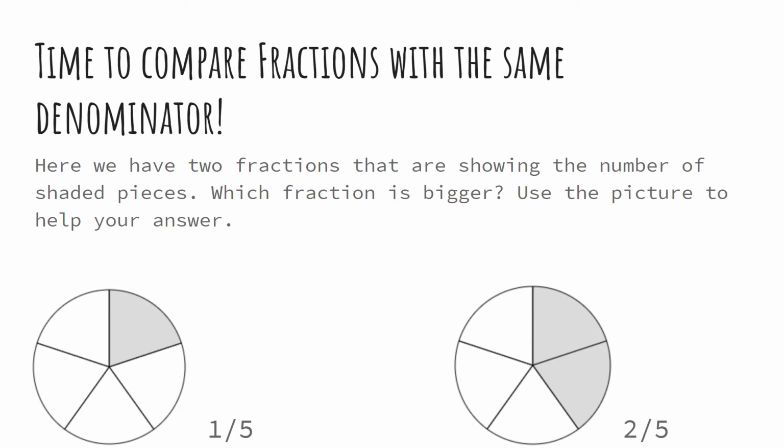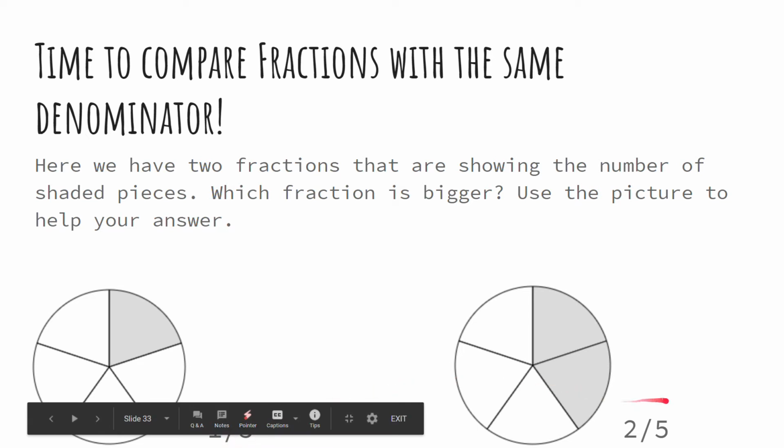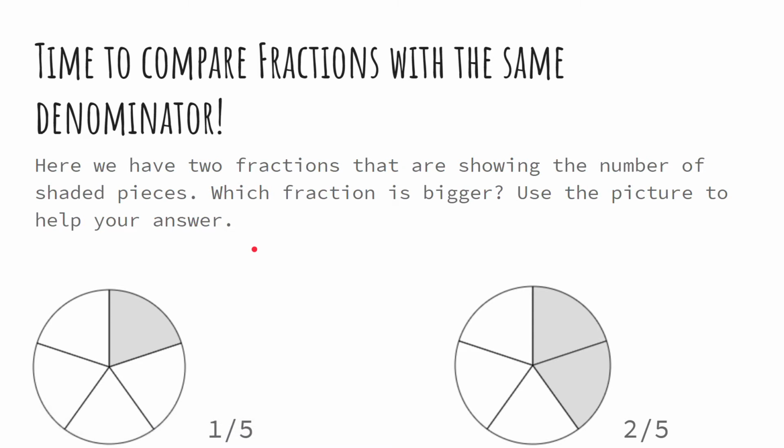Okay, so let's compare some fractions with the same denominator. Remember, the denominator is this bottom piece here, so that's our 5. And that tells us how many pieces in total we are dealing with. So here we have two fractions that are showing the number of shaded pieces. Which fraction is bigger? Use the picture to help your answer.